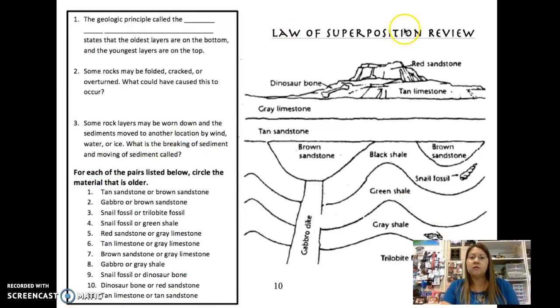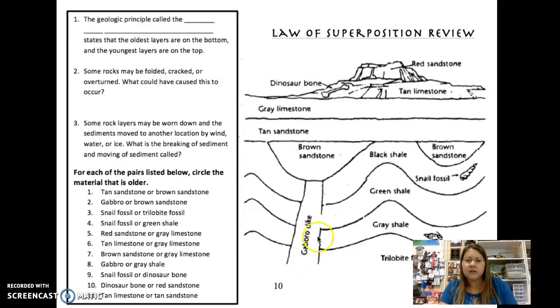Now you have a little law of superposition review in your lab notebook on page 10. So if you'll review through that, and you have some information here that's provided to help you in color coding this example. So that will help you in learning more about the law of superposition and reviewing this information.